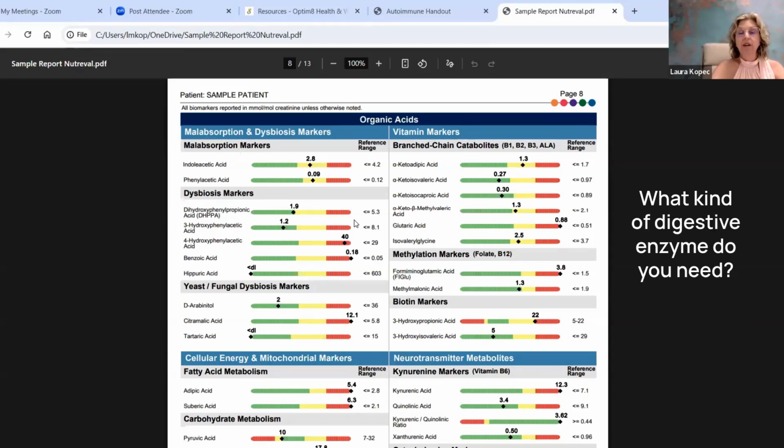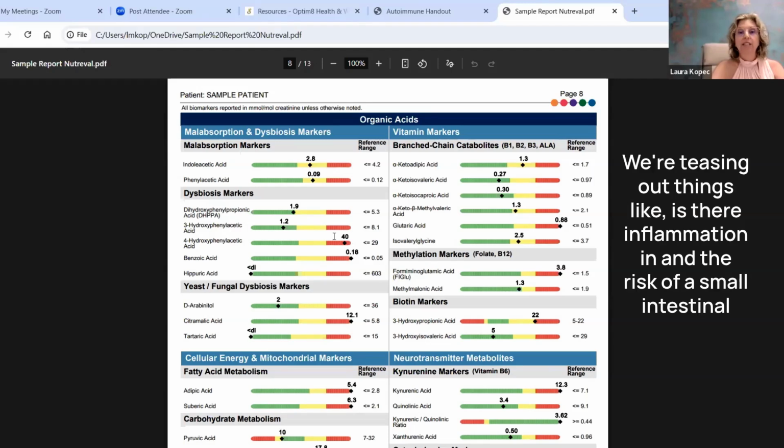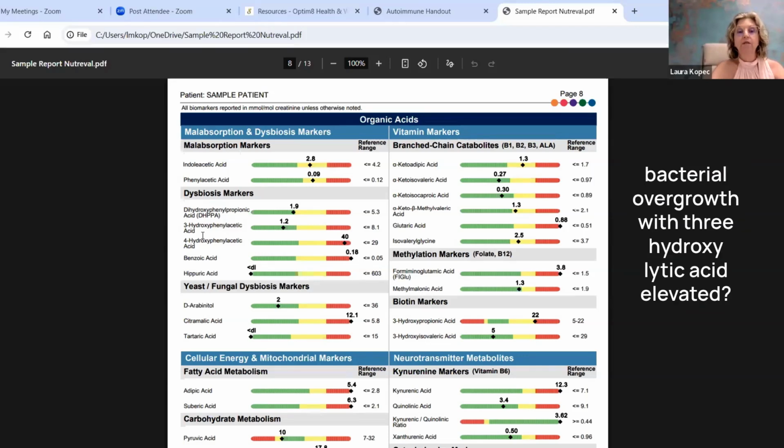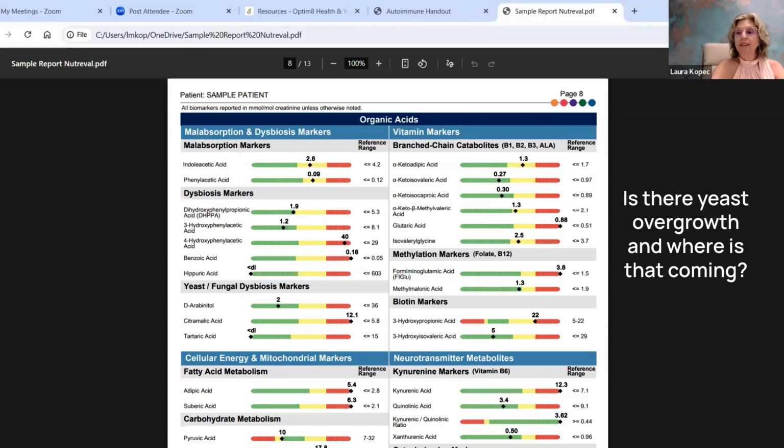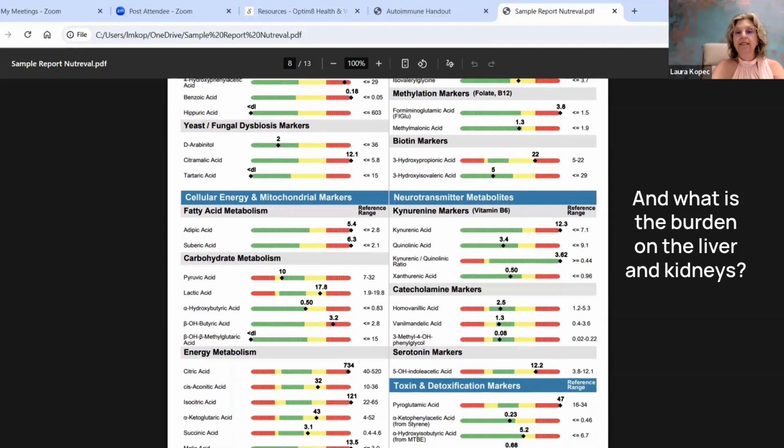What kind of digestive enzyme do you need? We're looking at all the different factors to determine the potency on it so that it's the right fit for you. We're teasing out things like, is there inflammation and the risk of a small intestinal bacterial overgrowth with 3-hydroxyphenylacetic acid elevated? Is there yeast overgrowth? And where is that coming from? And what is the burden on the liver and kidneys?